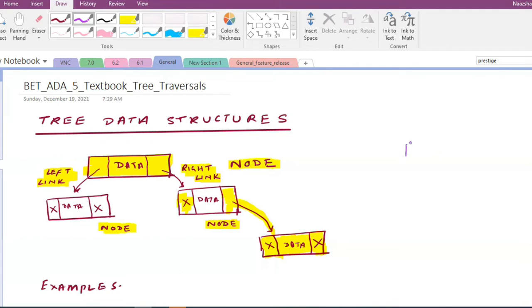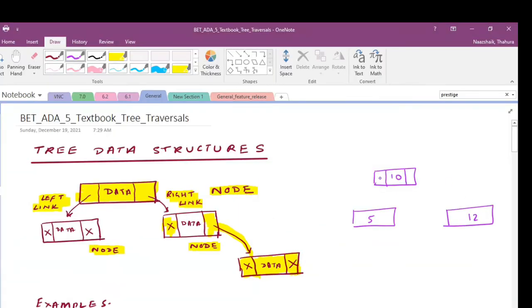If you want to build a tree, basically you will build a node data structure. So you'll put something like a 10. And if you want to place some numbers here, you'll put a 5, and say you have 12. And how do you connect? You have two pointers, a left pointer and a right pointer. You will connect your left pointer to this node and your right pointer to this node. And here, 5 is again connected to, say, 3, and it is also connected to 4, right? So you can keep building.